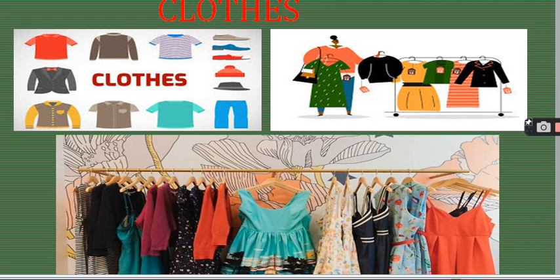People all over the world wear clothes. Why do we wear clothes? Clothes protect our body from heat and cold. In some parts of the world, it is very cold and people wear warm clothes. People wear clothes made of wool and fur to keep warm. In other parts of the world, it is hot and people wear clothes made of cotton to keep cool.